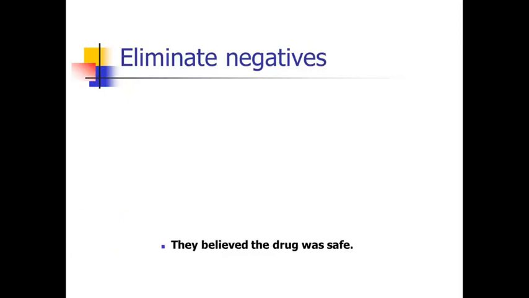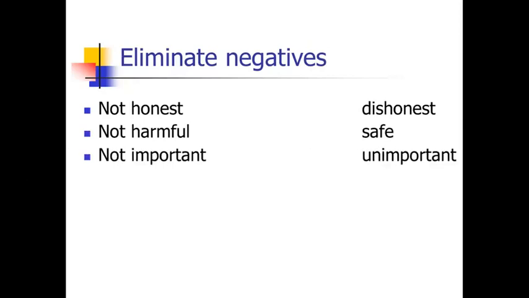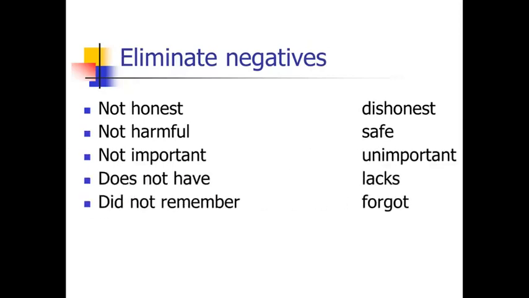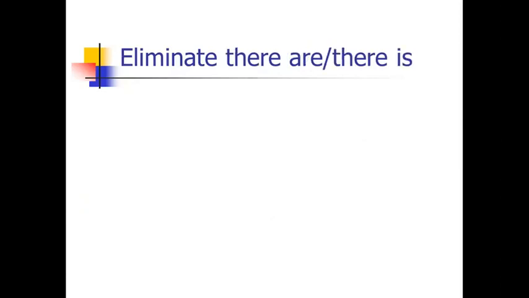So there's almost always a way to turn that negative into a positive. So for example, if you have not honest, you could say dishonest. If you have not harmful, say safe. Not important, unimportant. Does not have could be lacks. Did not remember, forgot. Did not pay attention to, ignored. There's almost always a positive way to say it. Did not succeed, failed. So pay attention, and in your writing, we're going to be looking at some examples in this class. When you find yourself writing nots, think about it. Sometimes you have to be a little clever about it, but if you think about it carefully, you can usually find a way to put it in the positive.